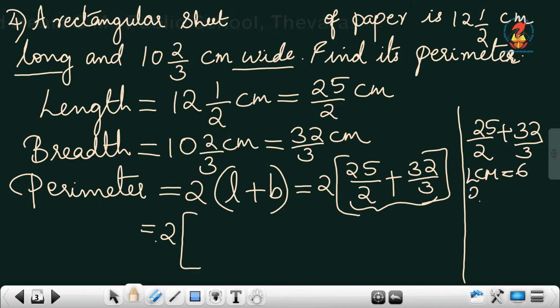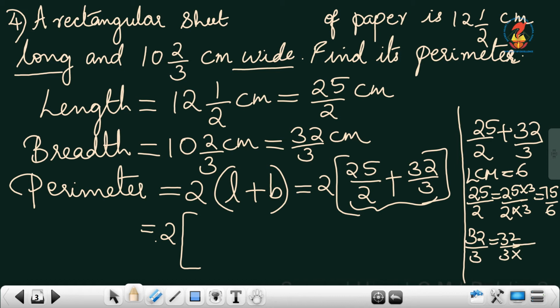Okay. Then 25 by 2 is equal to 25 by 2 into which number gives 6? 3. So multiply here by 3 also. 25 into 3, what is the answer? 75 by 6. In the same way, write 32 by 3 is equal to 32 by 3 into which number gives 6? 2. So here also 2. What is the answer? 64 by 6. So write the fraction here: 75 by 6 plus 64 by 6.